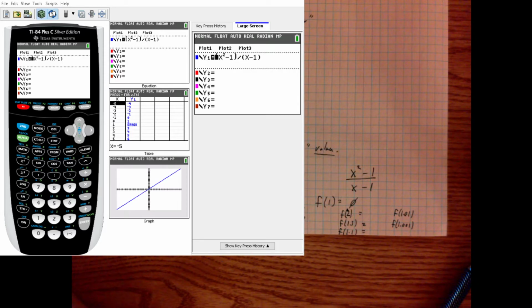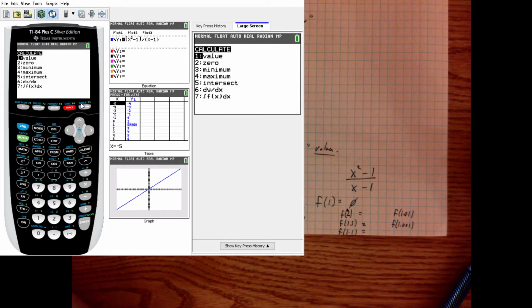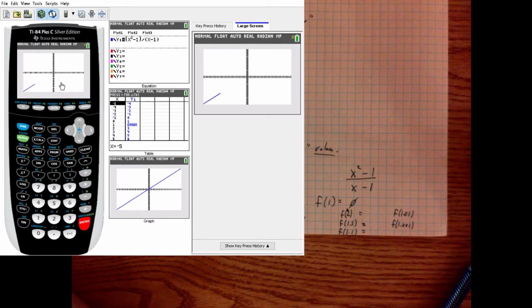Okay, so I've got my equation typed in. Now what I can do is use the little calc command right here. It's in blue, so on my calculator, I just do second calc, and I'm going to determine the value. So we'll first graph it for me. What happens if I type in 1? If I type in 1, notice how there's no solution. I don't get an answer.